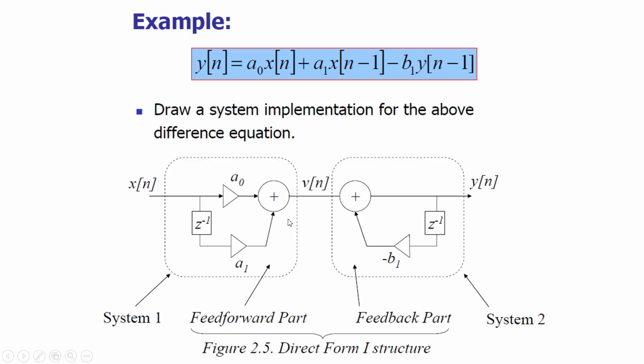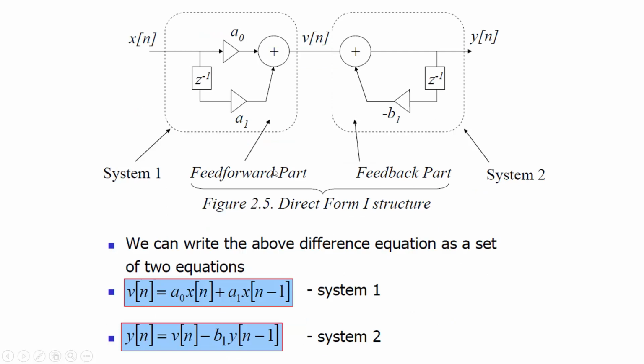This is the feed forward part of the overall system, and there is a feedback term also which feeds back the yn, which is the output, with 1 unit of delay, and is also multiplied by minus b1. So a naught xn plus a1 xn minus 1 coming from the feed forward path, and minus b1 yn minus 1 coming from the feedback path are added, and that forms the final output of the system. And this is known as the direct form 1 structure.